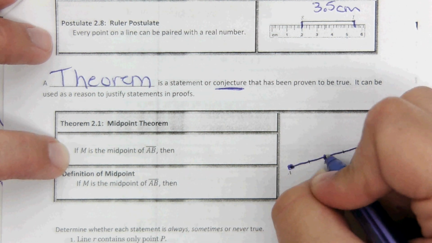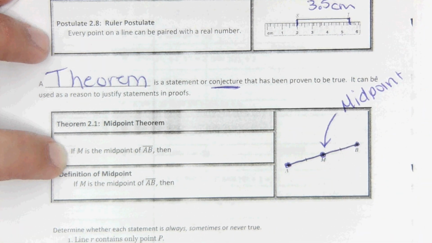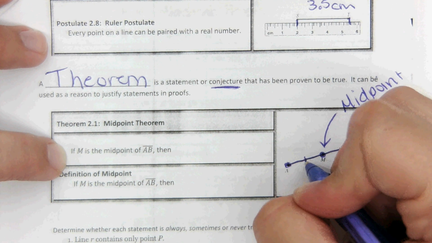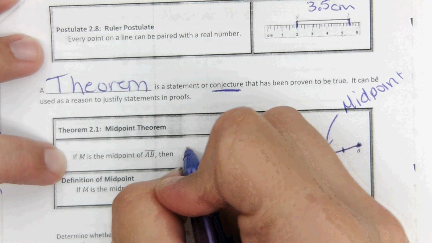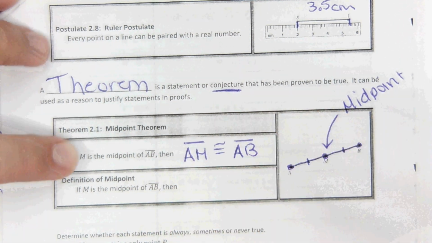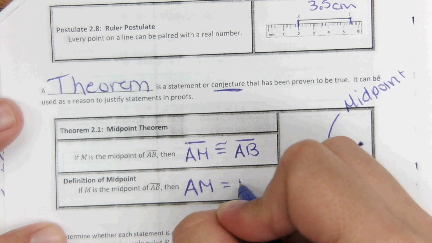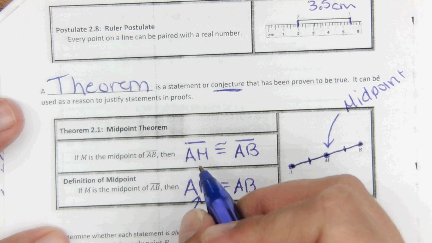Next, midpoint theorem. Again, we've come across this idea already. M is a midpoint of AB. So here is the segment AB. M is the midpoint here. And since M is the midpoint, then segment AM is congruent to segment MB. And then since M is the midpoint, the length of AM is equal to the length of MB.